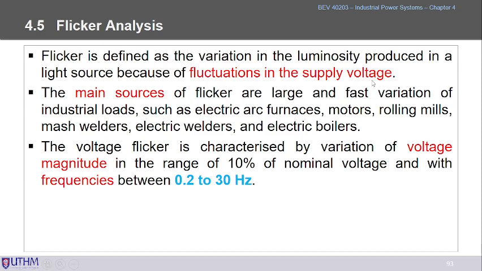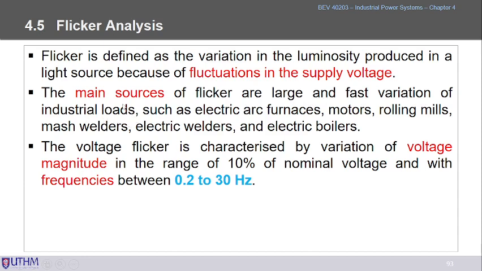So for voltage sensitive devices, normally if your incoming voltage is fluctuating, then you can see the flicker. It's very obvious. That's why the flicker is due to the fluctuation of the supply voltage. So what is the main source of the flicker? The main source of flicker is the large and fast variation of the industrial load, for example.